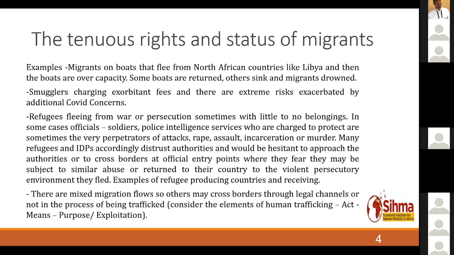Smuggling is distinct and separate from human trafficking in a number of respects, and if anybody's interested, I can go into the detail. But I thought I would just mention that. Then refugees are another community, fleeing from war or persecution, sometimes with little to no belongings. In some cases, officials, soldiers, police, intelligence services who are charged to protect are sometimes the very perpetrators of attacks, rape, assault, incarceration, or murder.